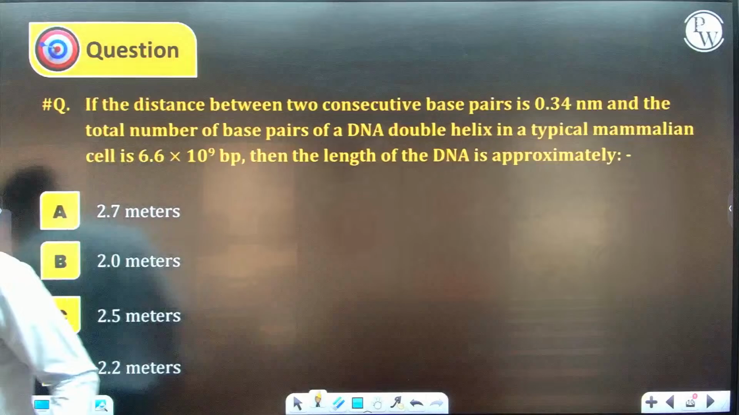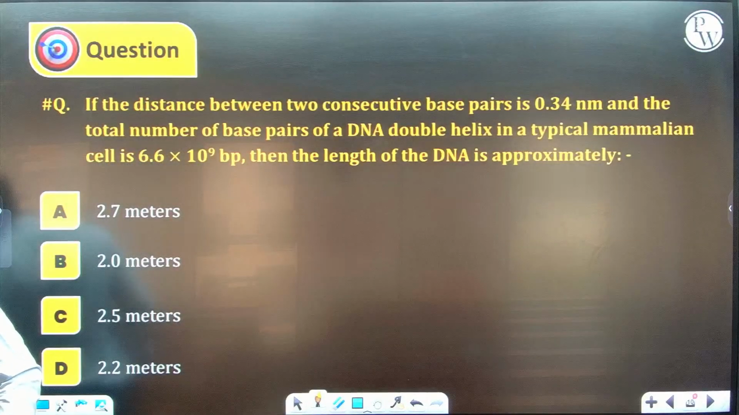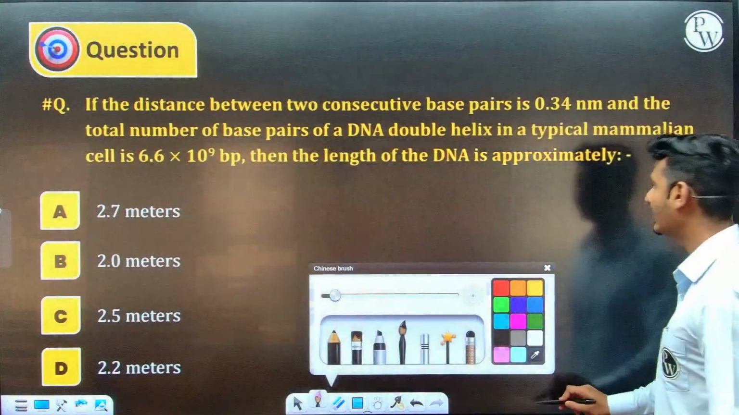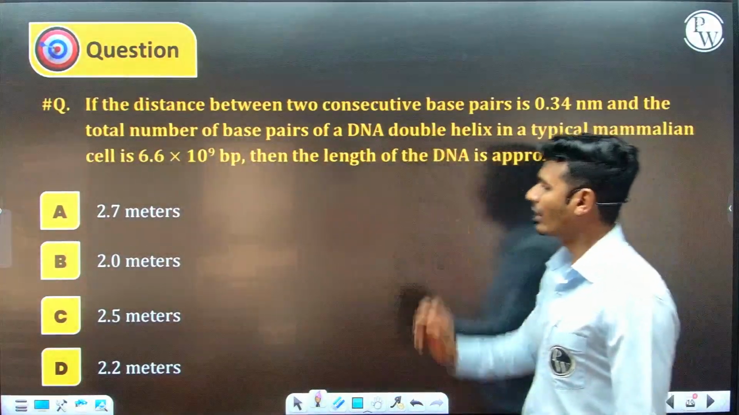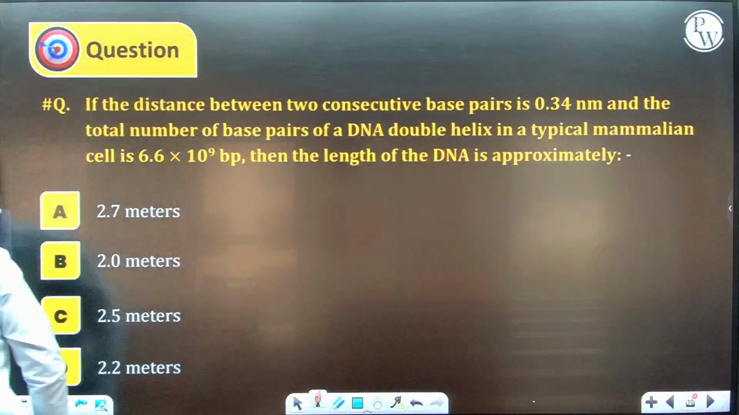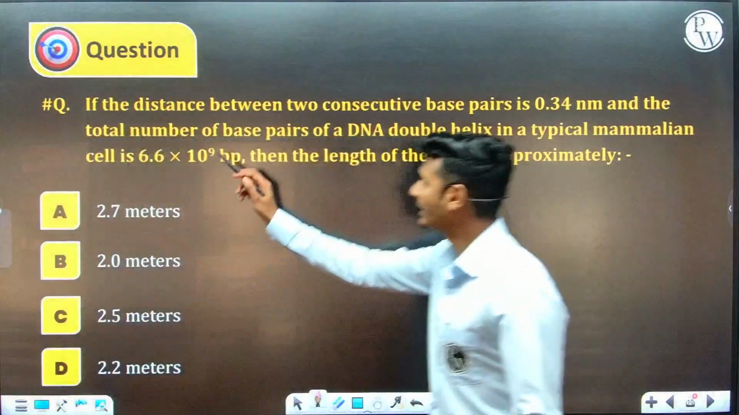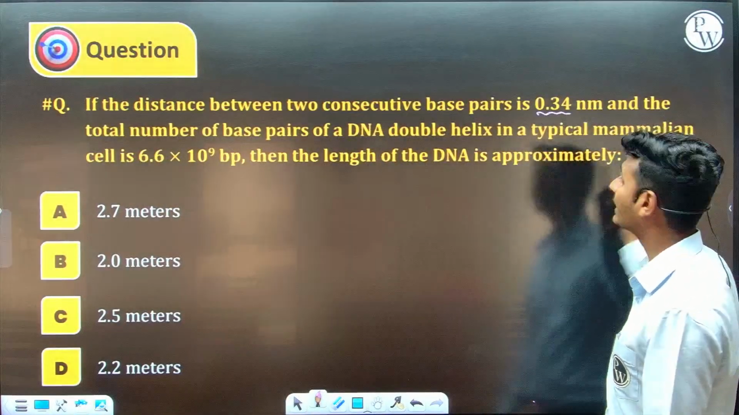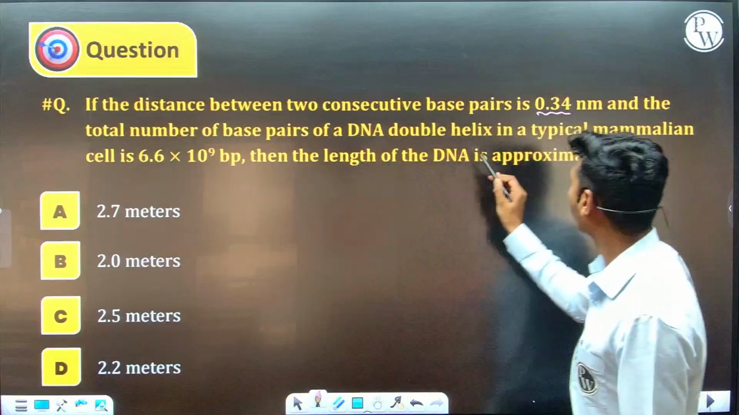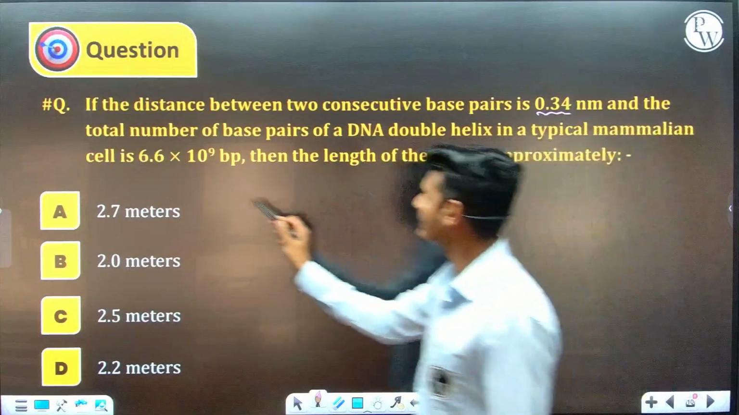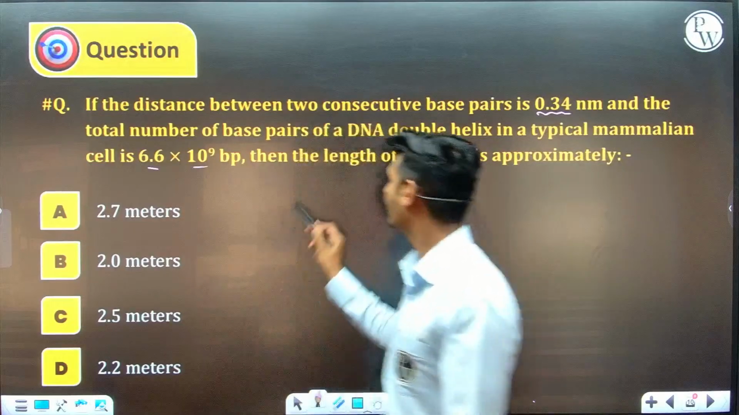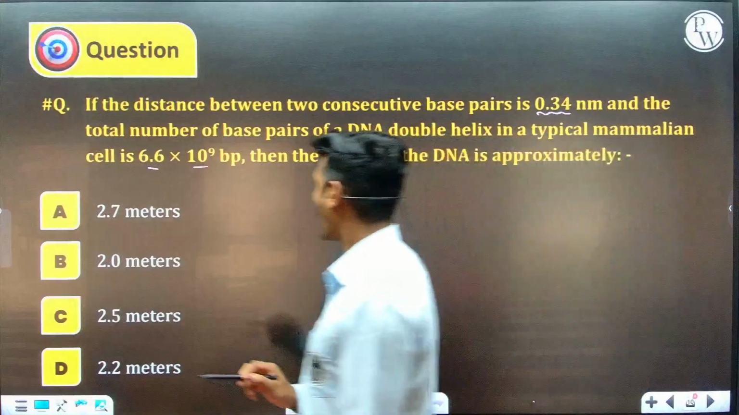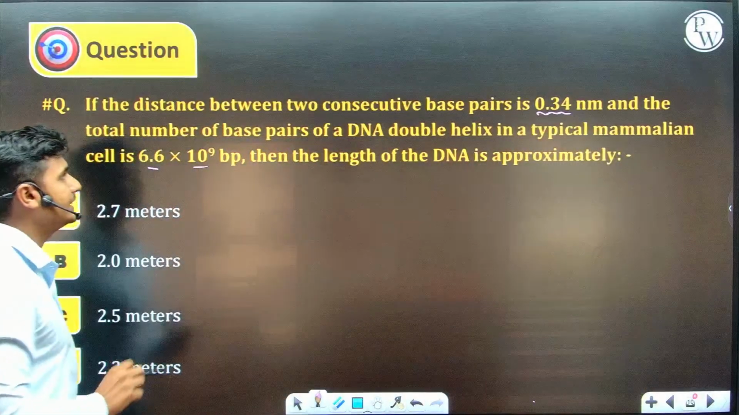The question is very simple, not that difficult. It is asking: if the distance between two consecutive base pairs is 0.34 nanometer and the total number of base pairs of the DNA double helix in a mammalian cell is 6.6 into 10 to the power 9, then the length of DNA is approximately what?